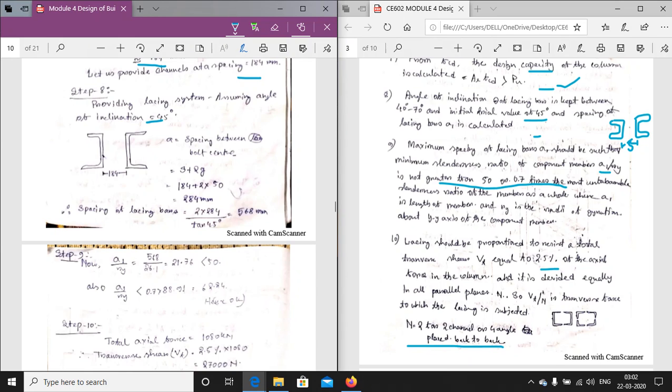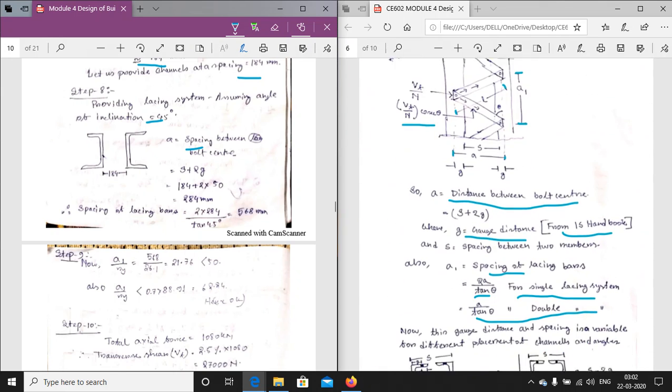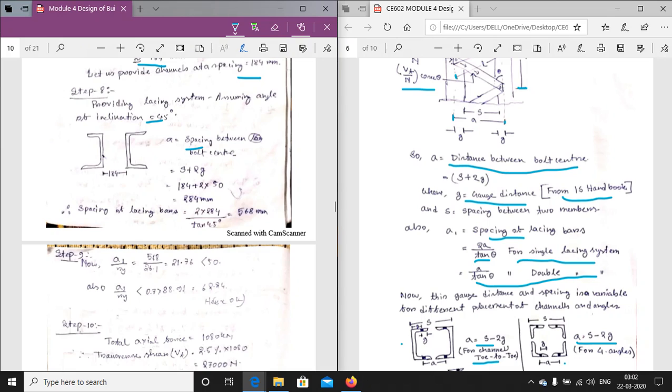Now, how to calculate the spacing of the lacing bar that we have calculated. The spacing of the lacing bars will be equal to that value. So A1, the spacing of the lacing bar, is equal to 2A by tan theta for single lacing, and A by tan theta for double lacing, and A equals S plus 2G.